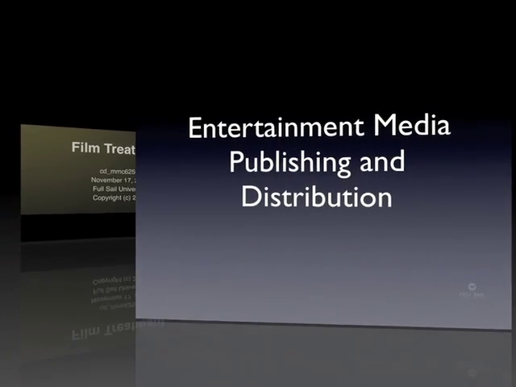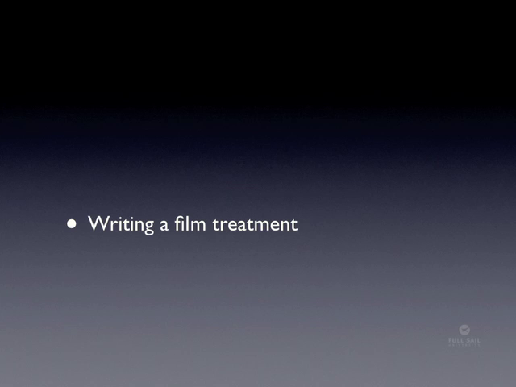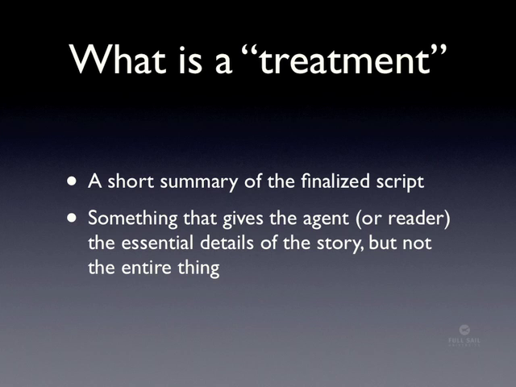Hello. In this podcast, we take a look at writing a film treatment. What is a treatment? A treatment is a short summary of the finalized script. It's basically something that gives the reader or the agent the main details of what happens in your film, but without giving away the entire thing. In other words, you're putting a 110-page screenplay, we'll say, into something that's more along the lines of 5 to 20, maybe 30 pages or so, with all the details included.